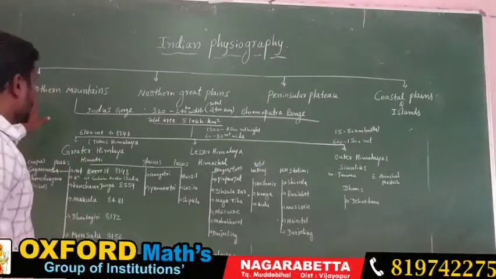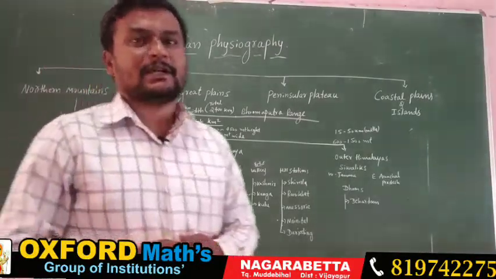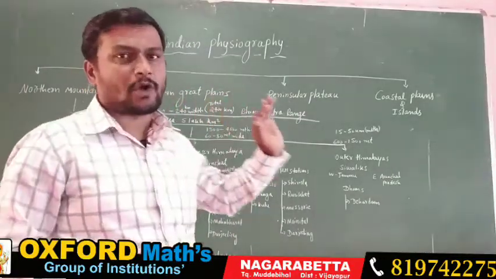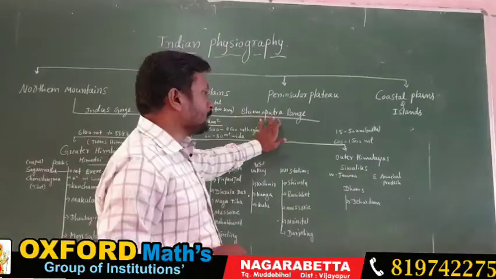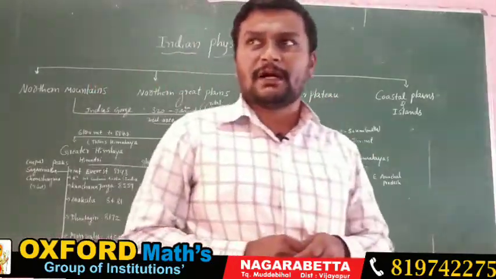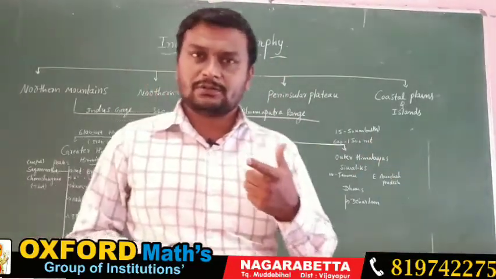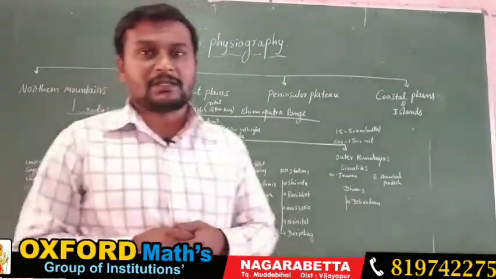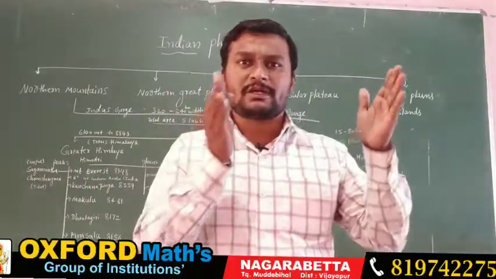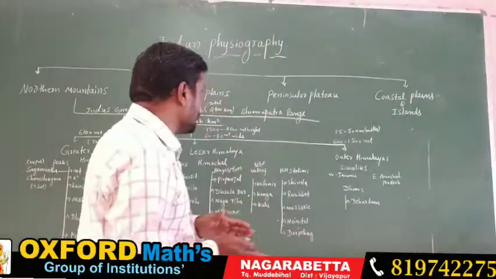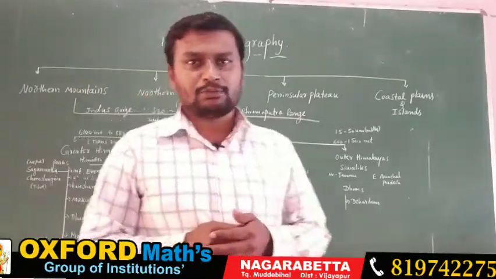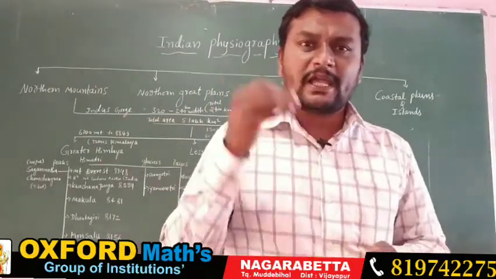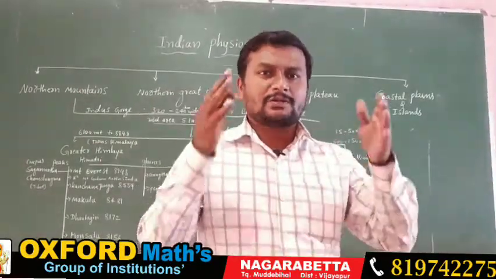My dear students, the northern mountains, where do they extend? They extend from the Indus Valley in the west up to the Brahmaputra range in the east. What is the total distance of this area? How many kilometers is it from the Indus Valley up to the Brahmaputra range? It is 2,400 kilometers. These mountains include very young mountains, old mountains, and also parallel ranges.